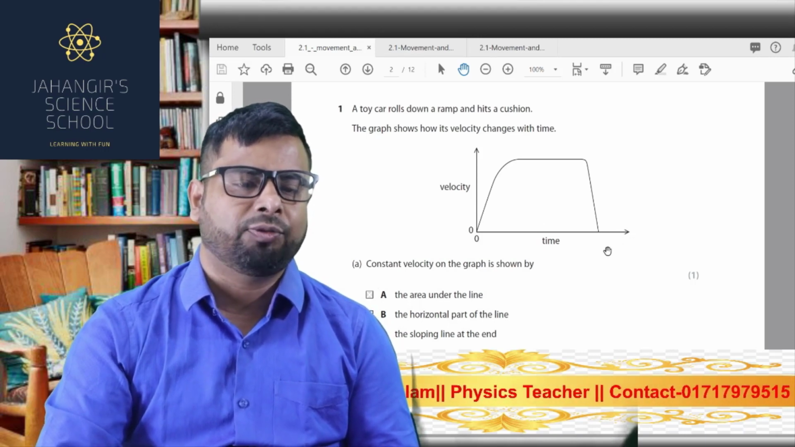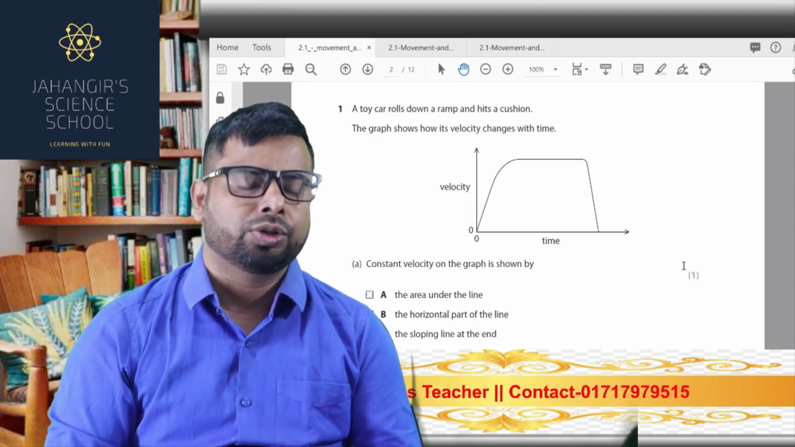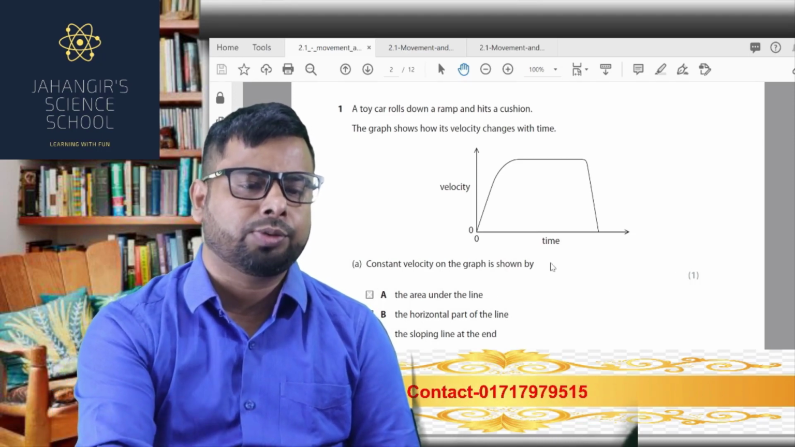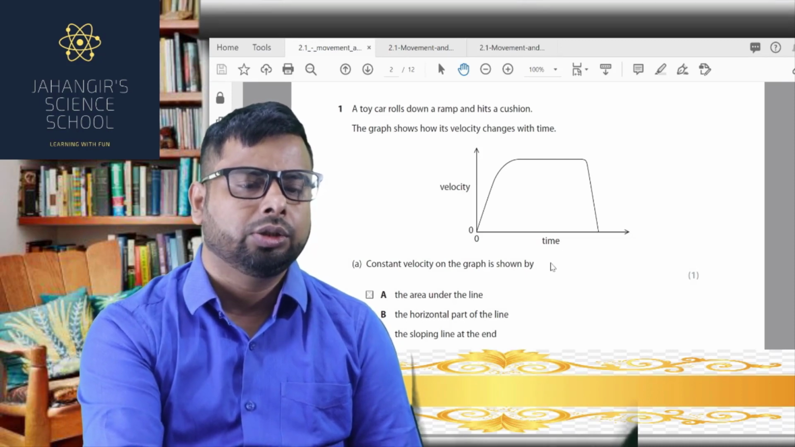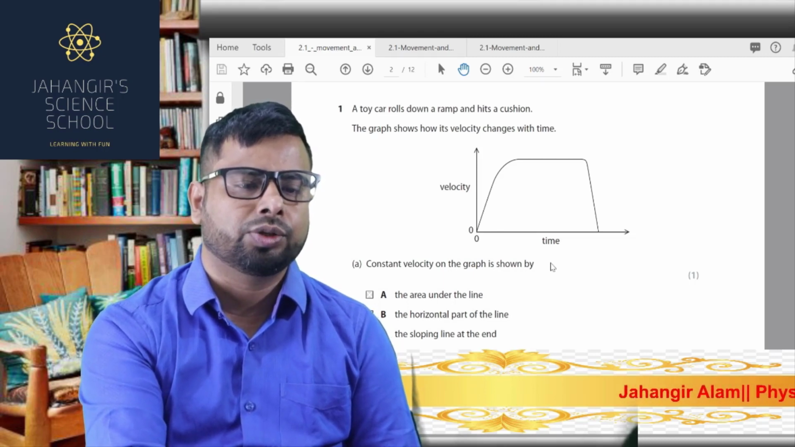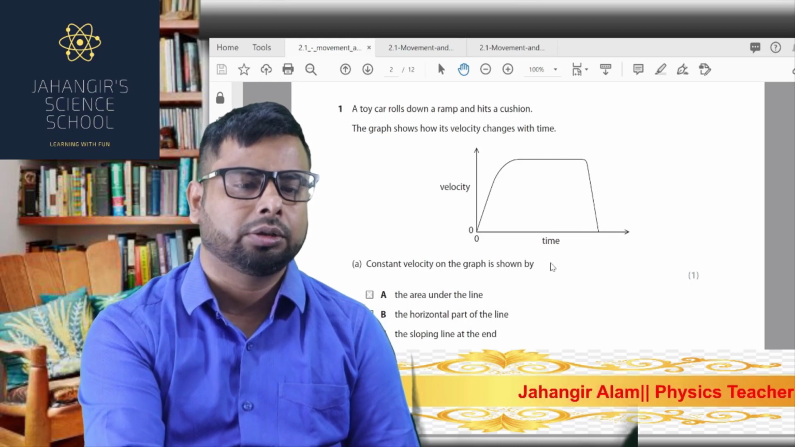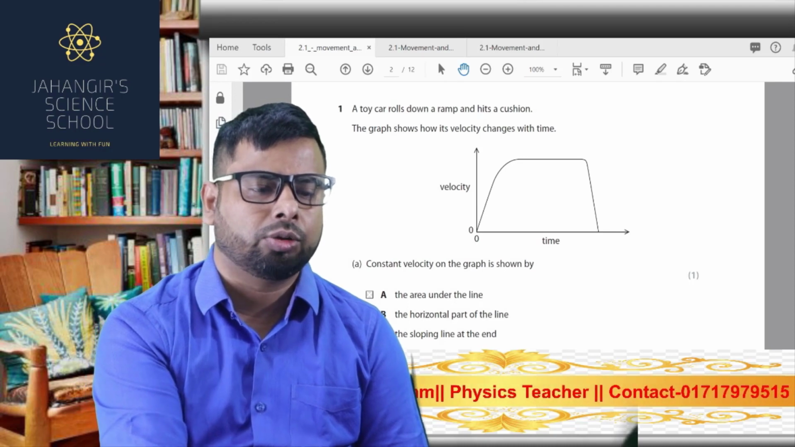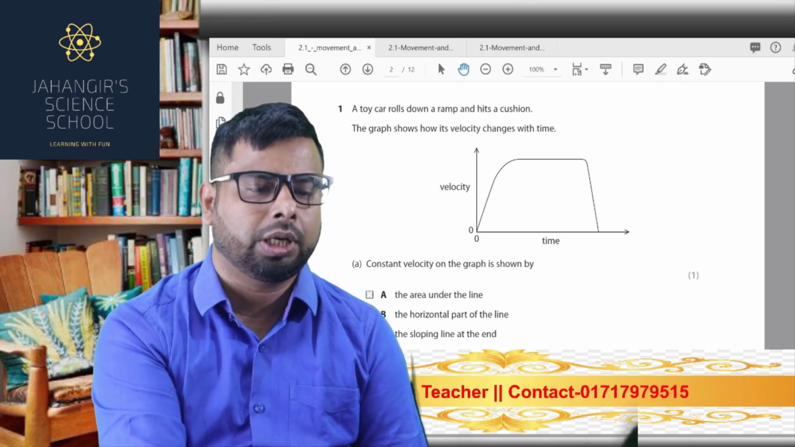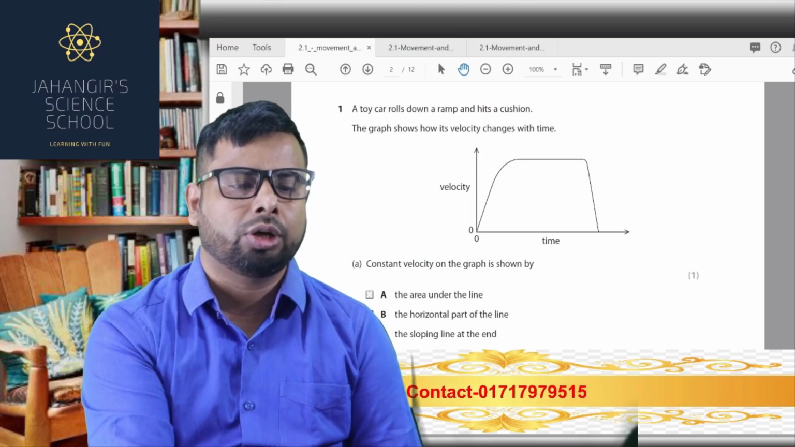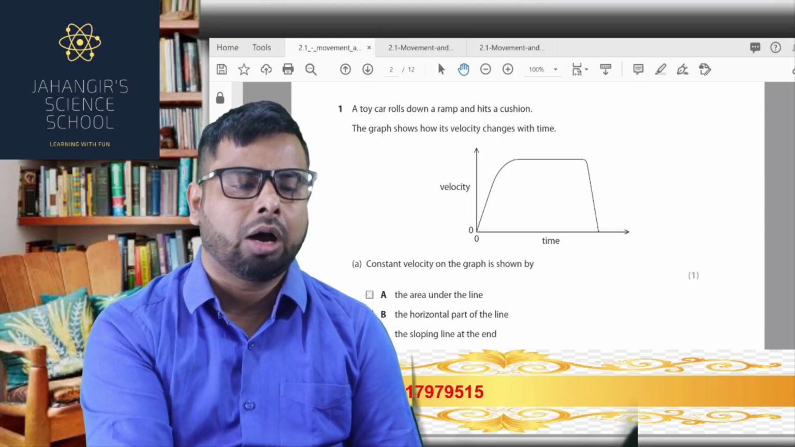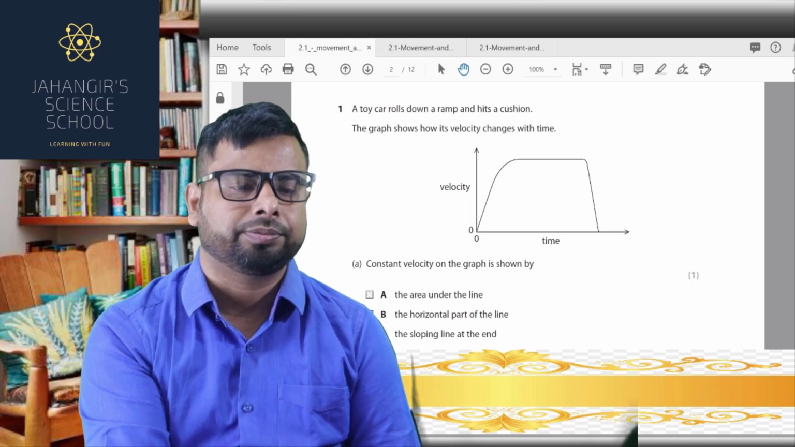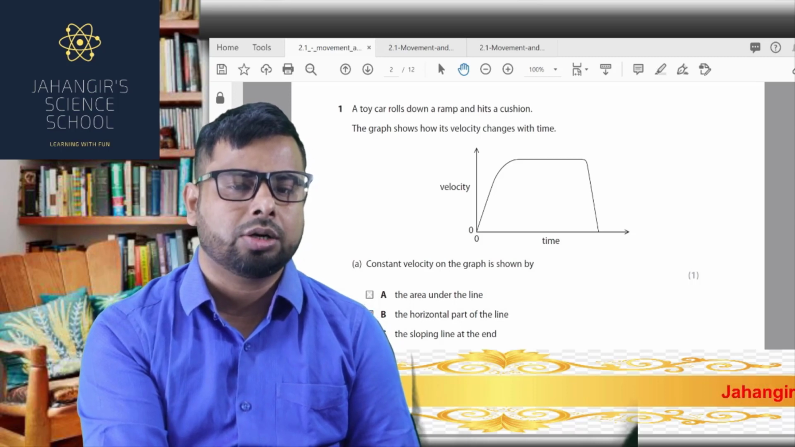So remember, it is a velocity time graph. Here in the first part, the velocity increases with time, so it is not a constant velocity. In the middle part, the velocity remains the same, or constant. So the horizontal part of the line is the answer. Constant velocity on the graph is shown by the horizontal part of the line.